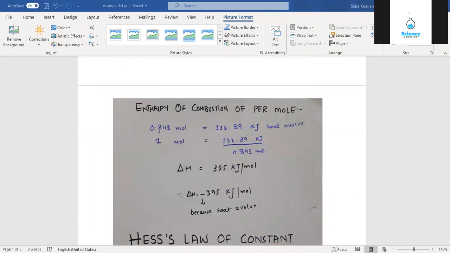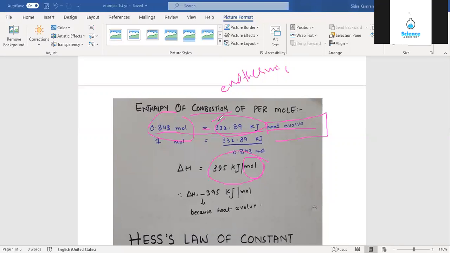Simply, 0.843 mole has a heat evolved of 332.89 kilojoules. As we know, combustion reaction is also an exothermic reaction. Heat will evolve. So this is the reaction in which heat evolves. So 0.843 moles evolve heat, that is 332.89 kilojoules. For 1 mole, you have to multiply this value with 1 and divide by 0.843. So the answer will be 395 kilojoule per mole.